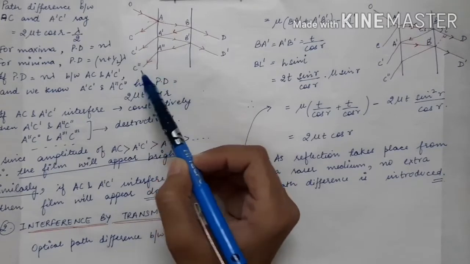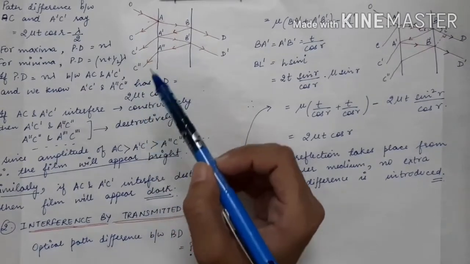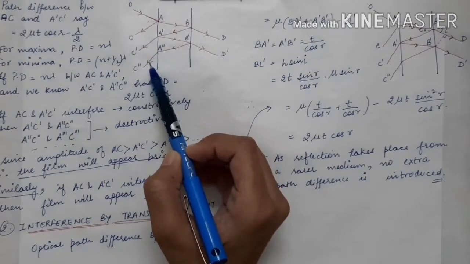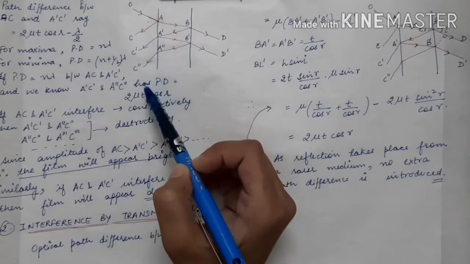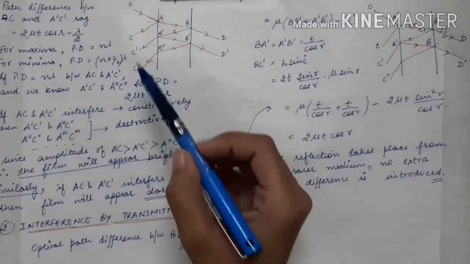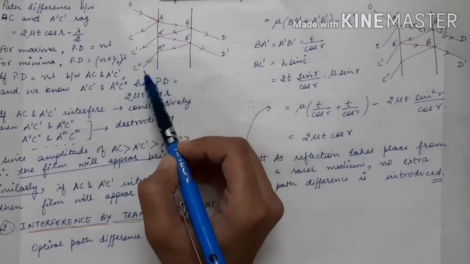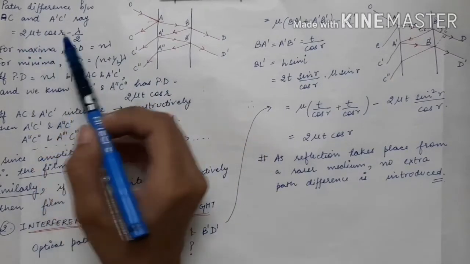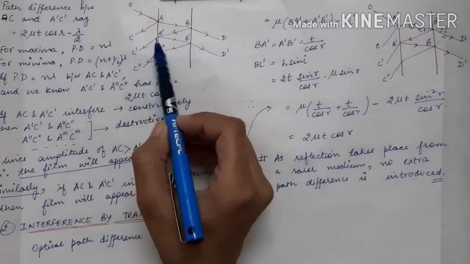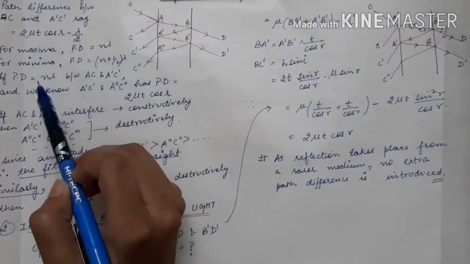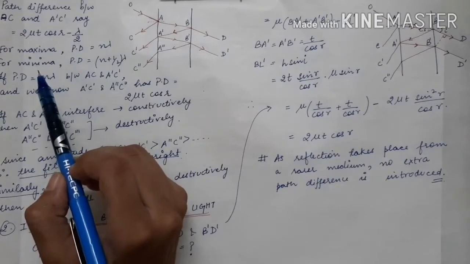All other rays are not getting reflected from a denser medium, and hence the path difference between the second and third ray, then third and fourth ray, fourth and fifth ray, so all these consecutive rays, will be just 2 mu t cos r, whereas the path difference between the first two reflected rays will be 2 mu t cos r minus lambda by 2. So this is the main difference.